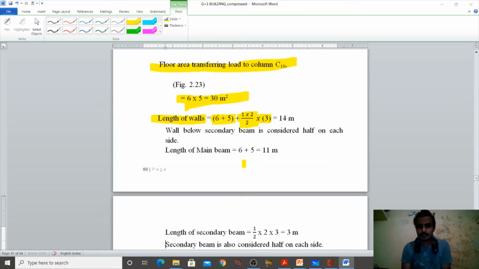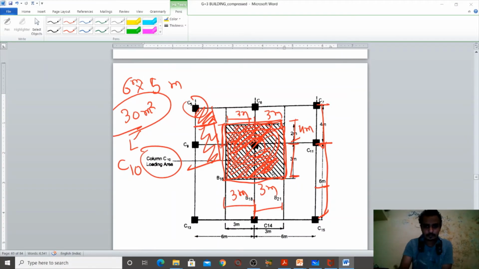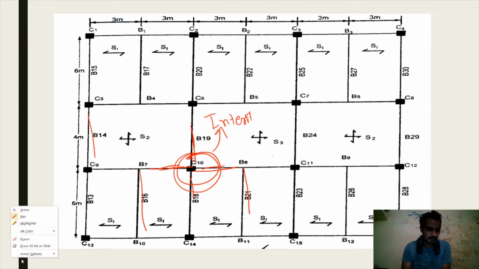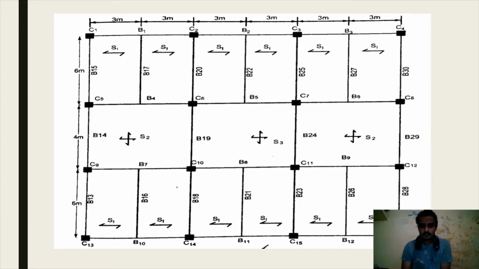Length of wall: 6 plus 5 plus 1/2 by 2 into 3 is equal to 40 meter, and length of main beam is 6 plus 5, equal to 11 meter. Like we are going from here, on this half we have 3 meter, 3 meter, 2 meter and 3 meter. So these are the squares.